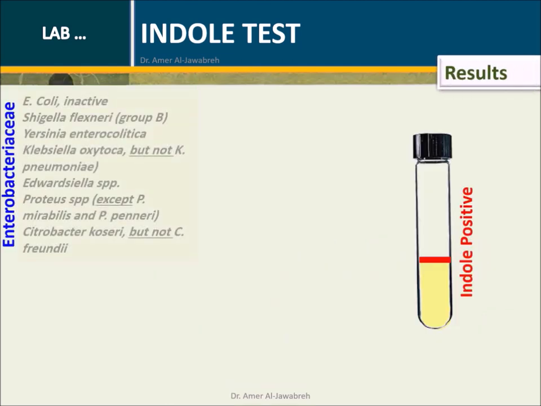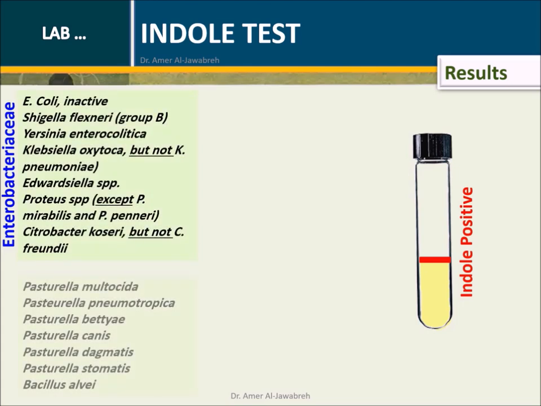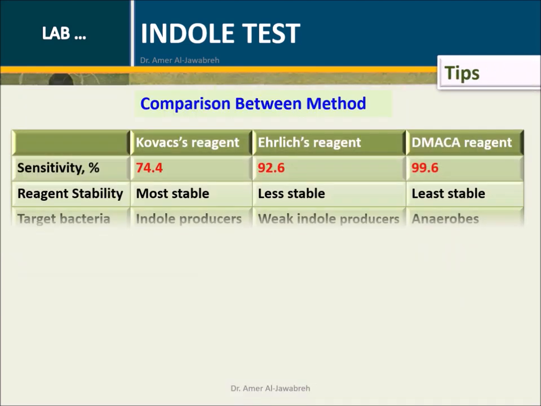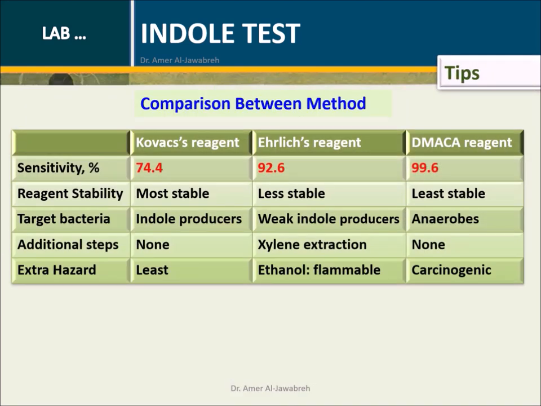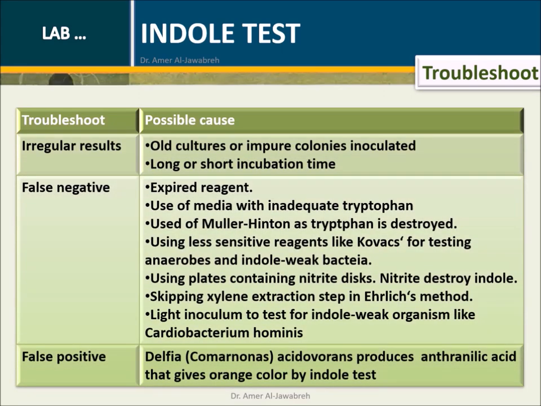Results. List of indole positive bacteria, including Enterobacteriaceae, weak indole producers, and anaerobes. Tips: comparison between the 3 methods in terms of sensitivity, reagent stability, target bacteria, additional steps needed, and extra hazard. Troubleshoot: list of troubleshoots and their corresponding possible causes.